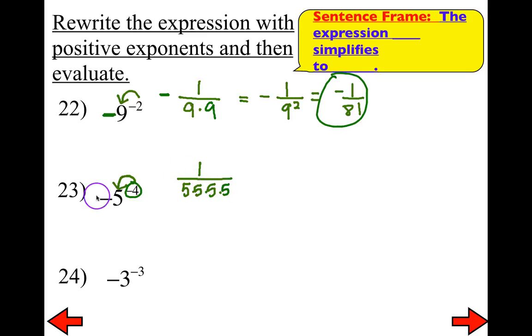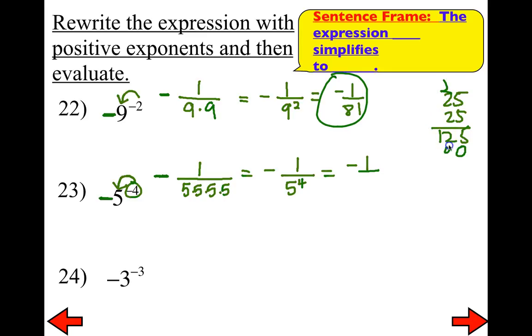Okay. And then here, we can't forget about taking the opposite, so we want to leave it on the outside. And so I'm going to simplify this to the opposite of 1 over 5 to the 4th power. So now this is going to lead to a -1 over, I'm going to do some side work, 25 times 25. That's going to be 625. So my answer is -1 over 625.